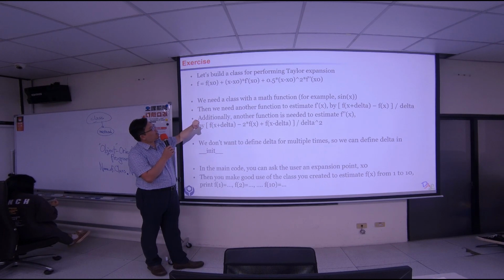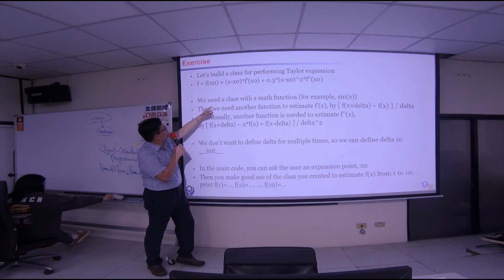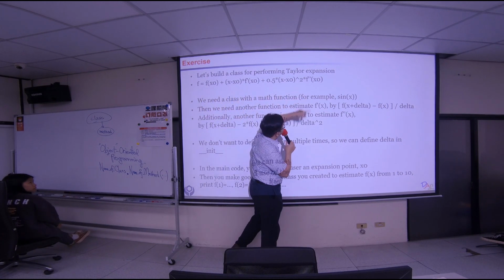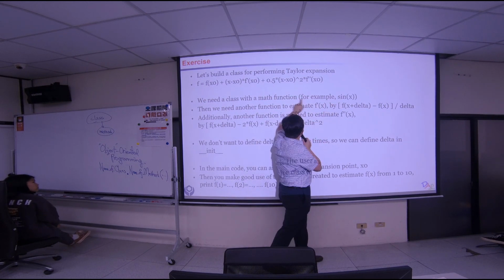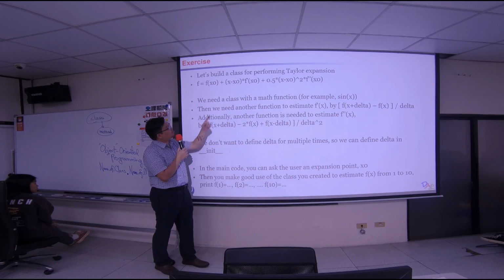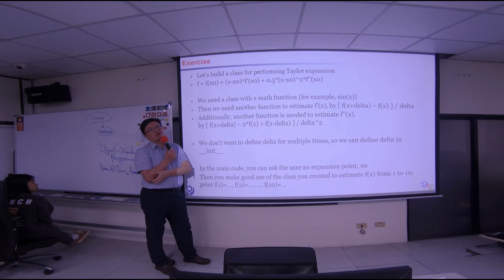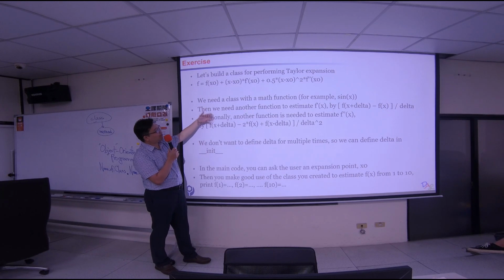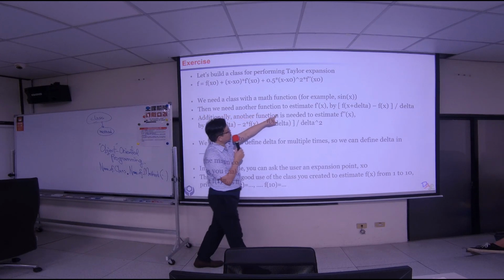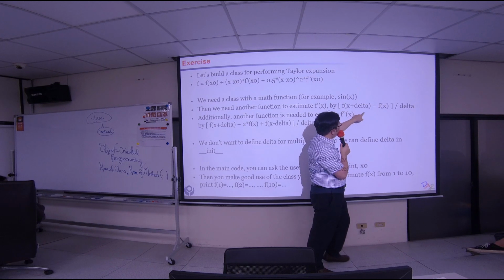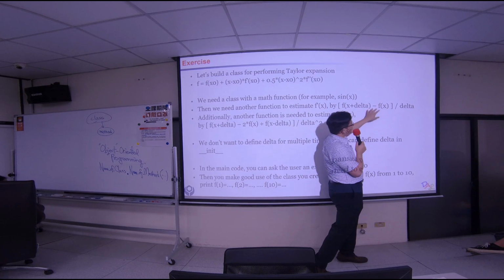Okay, so if we have a function f, whenever we have f, that means you go to this method and then get a value back. But how about f prime? This time we don't want to define f prime. We want to estimate f prime by something called finite difference. Here is finite difference. You can estimate f prime by f of x plus delta minus f of x, over delta. This is called finite difference.